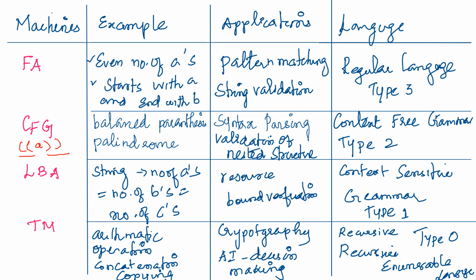For example, a palindrome, we can say A B A, and again it comes in reverse, A B A. Suppose we are reading the first part, then we have to match the second part with the first part. So in these situations we can apply context free grammar, and its applications are syntax parsing as well as validation of nested structures. The best example is an HTML tag: you write a paragraph tag, some content, and again you have to use the closing paragraph tag.